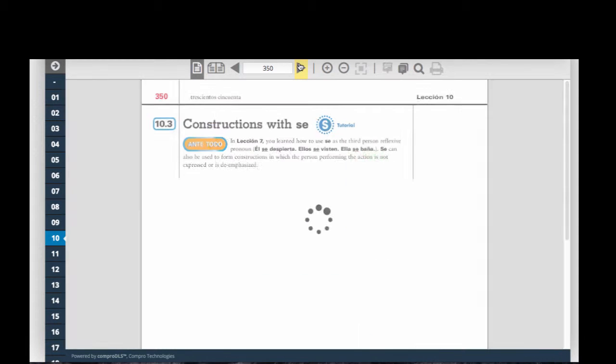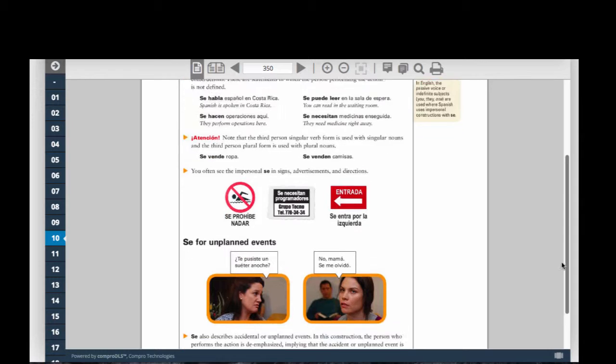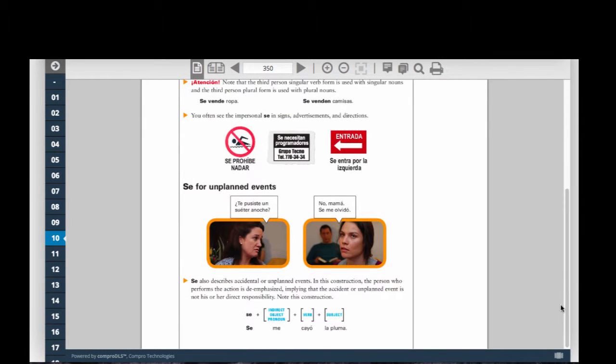More constructions with se. This is the accidental se. This is a very specific construction that happens in Spanish. When something has happened in which we are responsible for an accident, in Spanish we do it kind of indirectly. You don't say, I lost my keys, but my keys got lost to me. You kind of avoid the responsibility. And there's a very specific structure to indicate that.